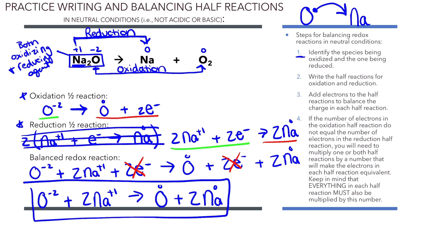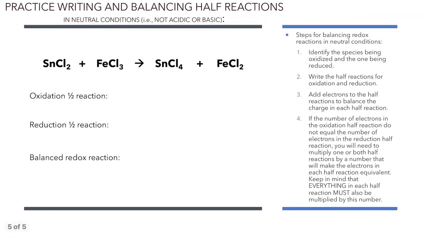All right. So let's go ahead and take a look at one more example. So in this example, I've got tin 2 chloride reacting with iron 3 chloride to produce tin 4 chloride and iron 2 chloride, right? Lots of chlorides in here. So the first thing I need to do is go through and assign oxidation numbers to all of the elements in this equation.